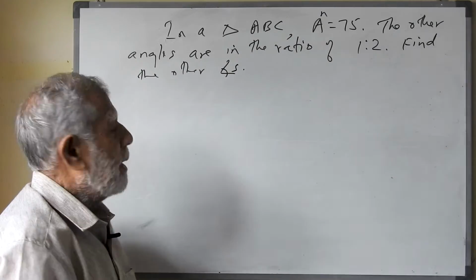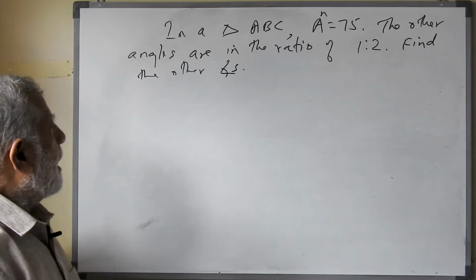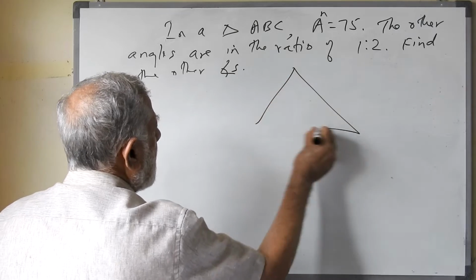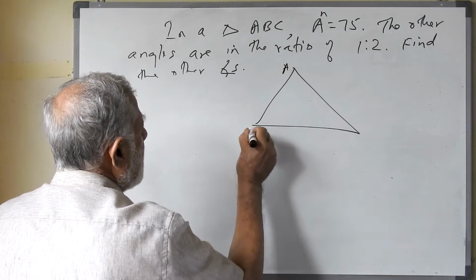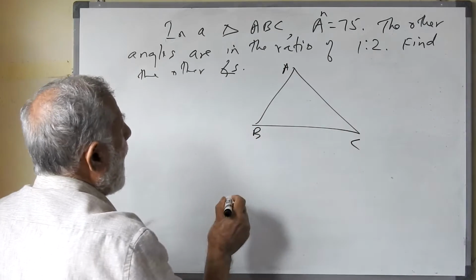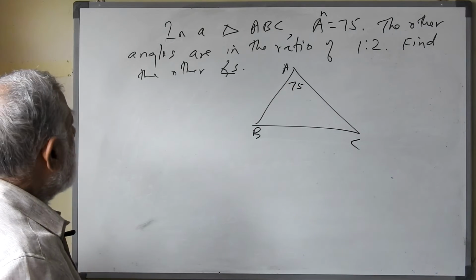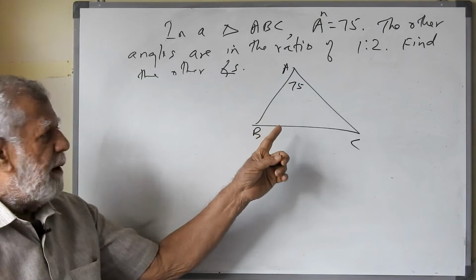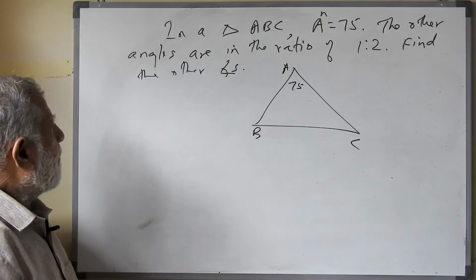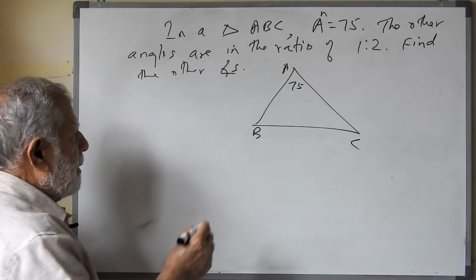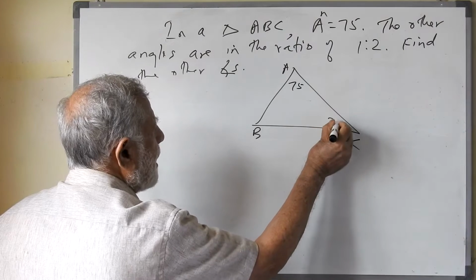Look at this exercise. In a triangle ABC, we will draw a triangle ABC. Angle A equals 75 degrees. The other angles are in the ratio of 1:2. Find the other angles. So as what we did before, we write down x and 2x.